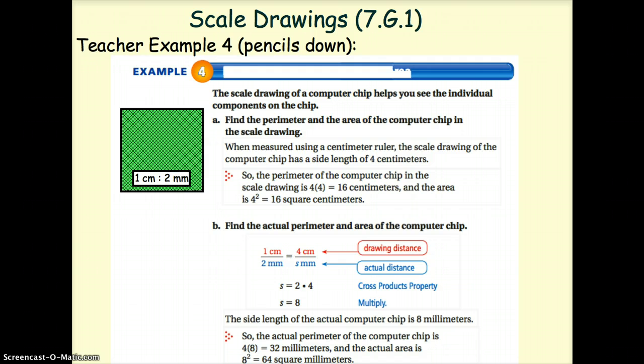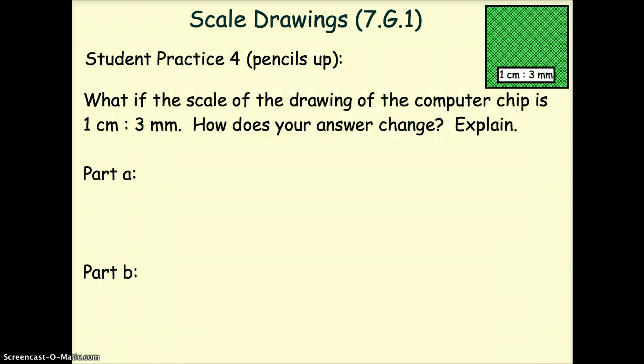So I'm going to go ahead and have you try this one out. Remember, it is tricky, so go back to example 4 if you need a refresher. In this problem, we have exactly the same situation. However, instead of 2 millimeters, 1 centimeter is now equivalent to 3 millimeters. So what if the scale of your drawing of the computer chip is 1 centimeter to 3 millimeters? How does your answer change? Explain. Watch out for this explain. You do need to explain why your answer changed and how it changed.